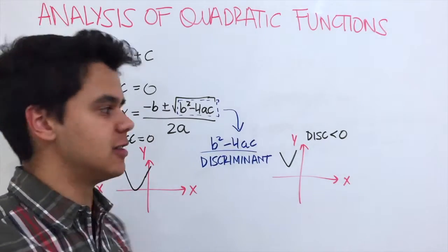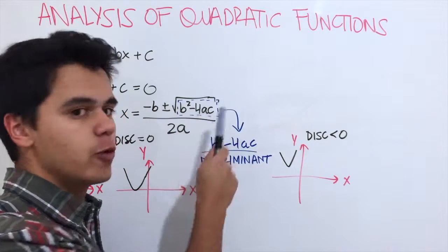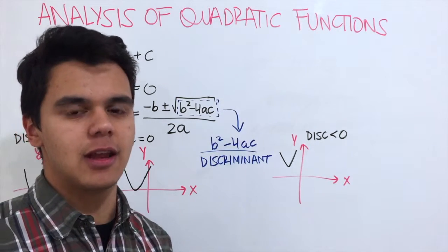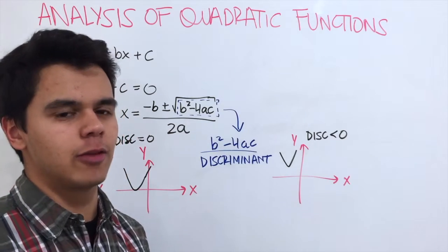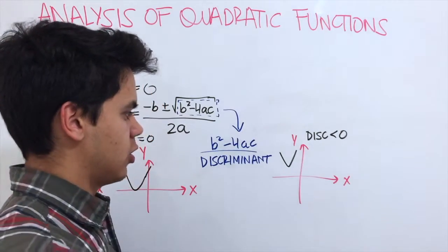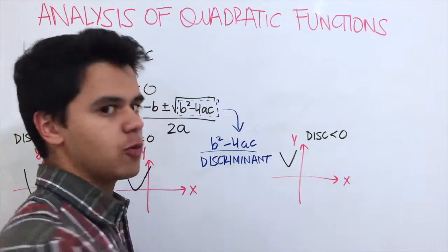Finally, if our discriminant is negative, we're going to end up with the square root of a negative number, and we know that that's an imaginary number, so we're not going to end up with a real solution. So it doesn't touch the x-axis because we have no zero.